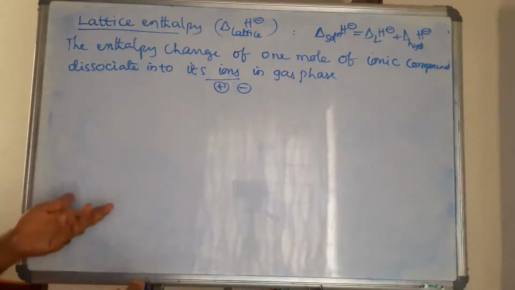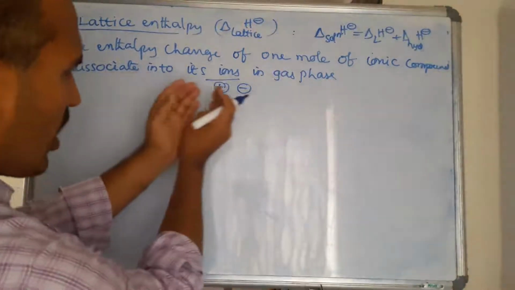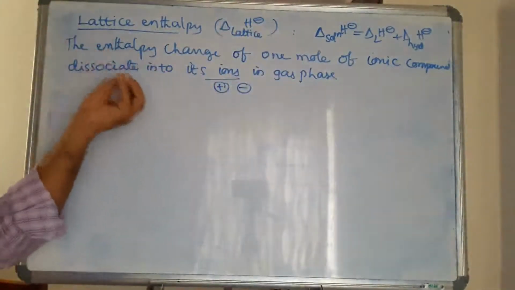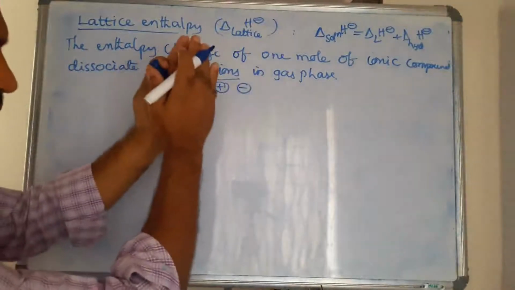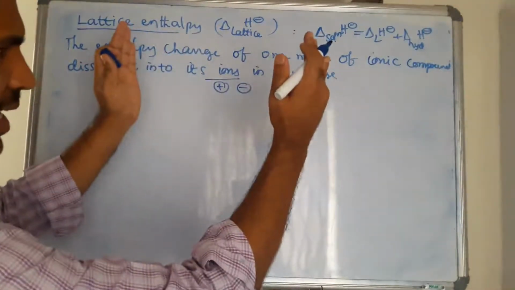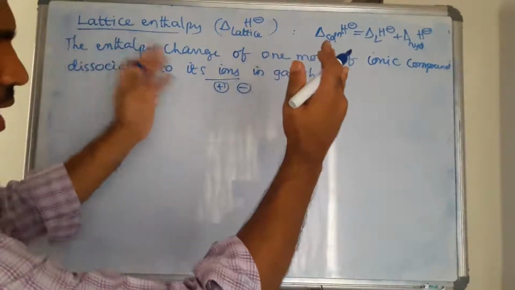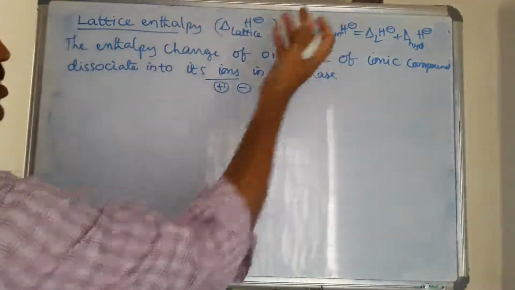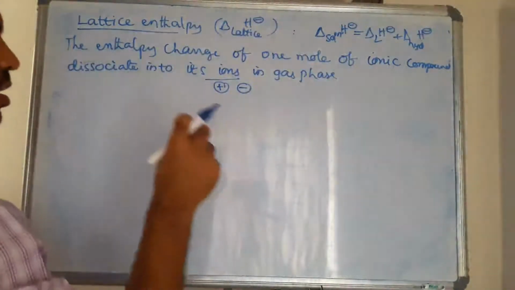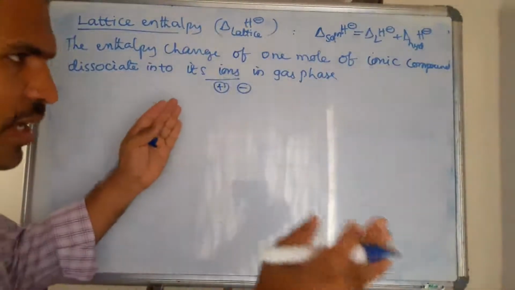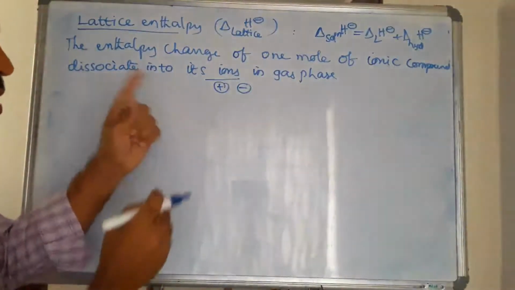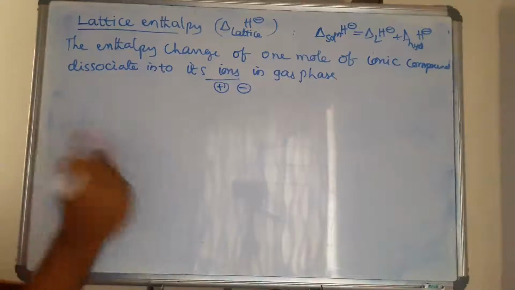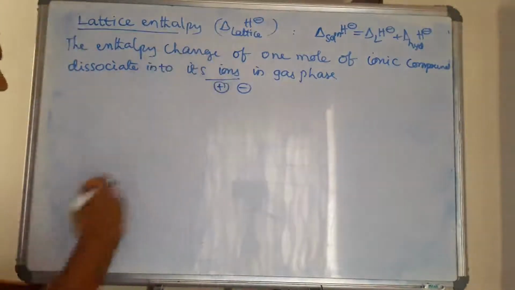Its reverse is also called lattice enthalpy. When cation and anion combine to form 1 mole of ionic compound, that time energy is released. But here energy is required to break this cation-anion attraction into their respective ions in the gas phase. When they combine together, energy is released. So lattice enthalpy may be positive or negative. Positive when breaking down into ions. When ions come together to form 1 mole of ionic compound, then it is negative. Keep in mind, lattice enthalpy can be positive as well as negative. According to the situation, you have to understand.